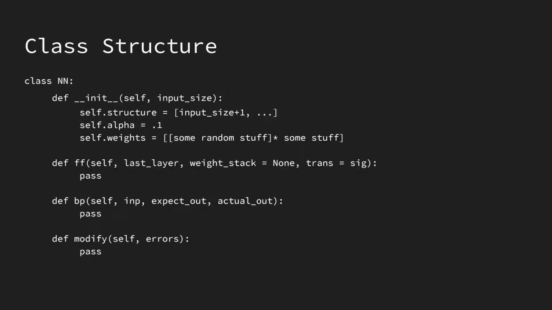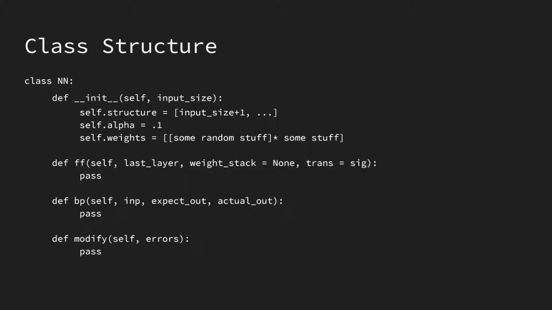So looking at class structure, I had 3 functions and 1 constructor, and so my constructor just took an input size, and it created a self.structure variable, which basically has all the nodes in each layer. So the first layer should have input size plus 1 for the DC offset. Then we have self.alpha, which is just equal to your learning rate. So my learning rate was 0.1 for NN2.